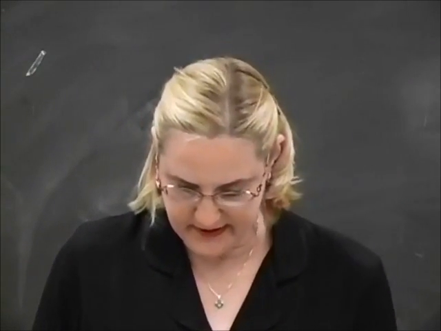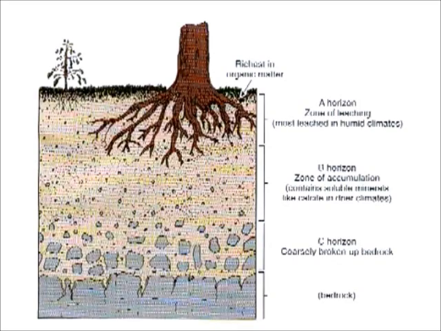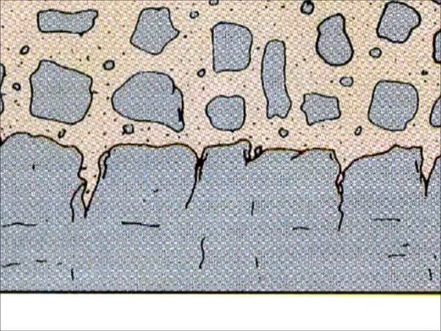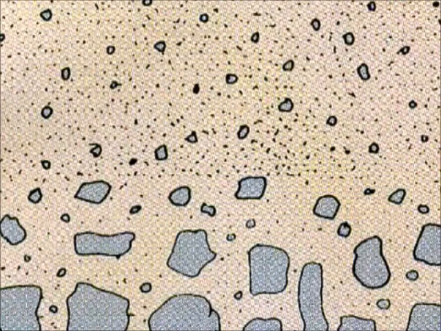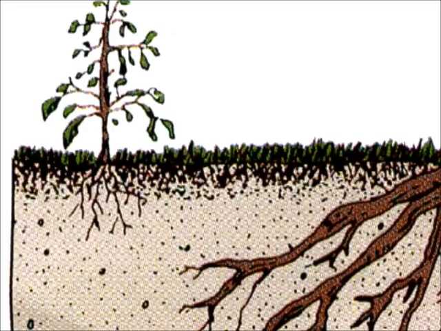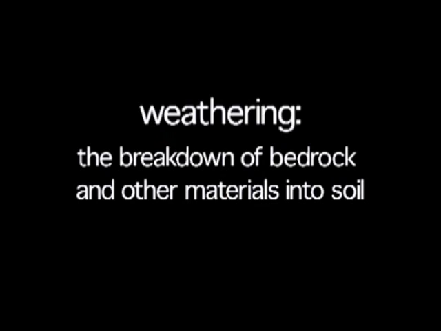Now, soils in a natural setting are essentially formed in place. They are formed by the physical and chemical breakdown of the parent material, which might be bedrock, it might be other sediments, or it could even be other soils. And what we call this breakdown is weathering.